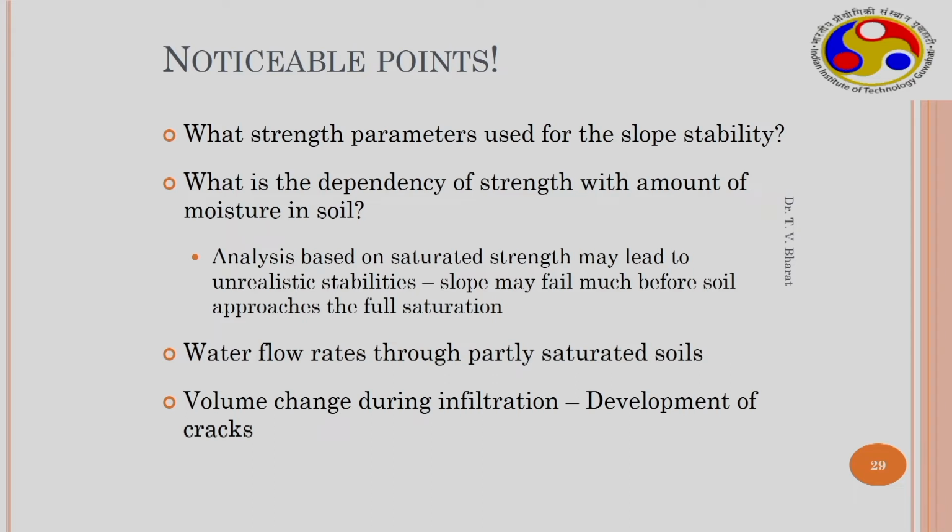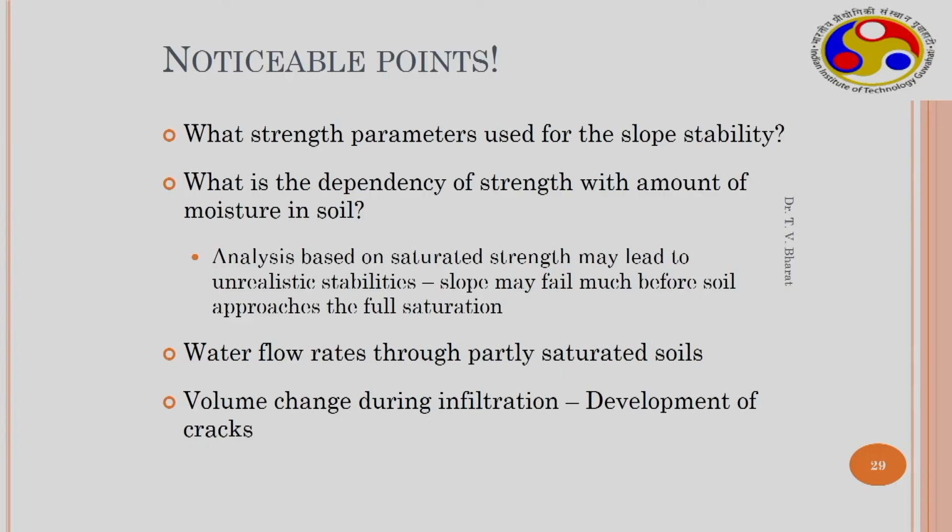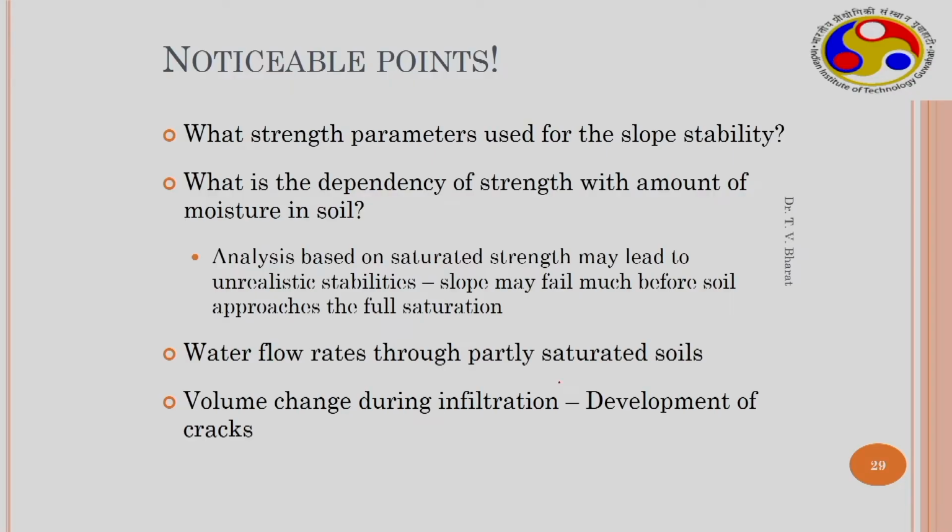What shear strength parameters do we use for slope stability analysis? The shear strength depends on the amount of moisture that is available. If you analyze the soil slope using saturated strength, or strength obtained at the saturated state, then it may lead to unrealistic stability analysis, and the slope may fail much before the soil approaches full saturation, if it is going from the drying to full saturation state. And at what rate the water flows through the soil, so that you can couple the flow behavior and the strength or mechanical behavior, so that one can analyze rainfall induced slope instability.